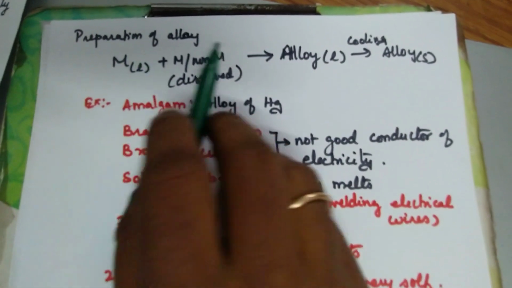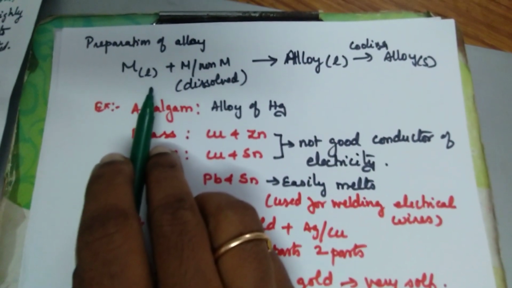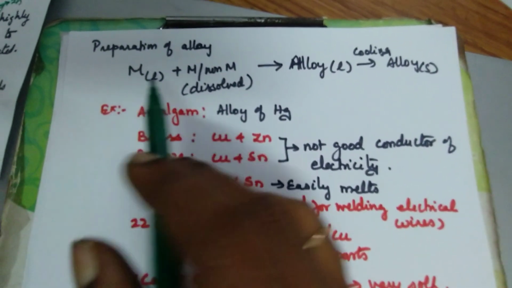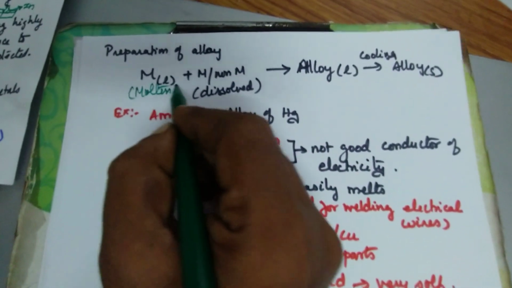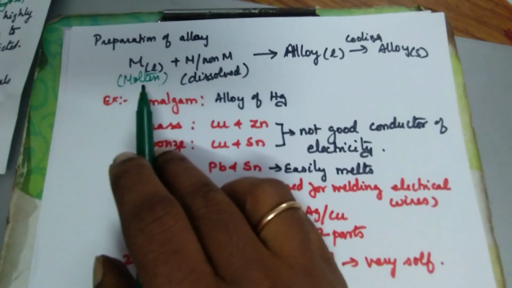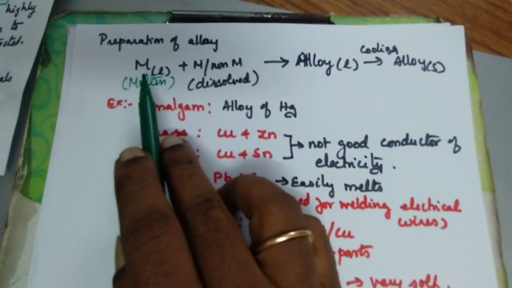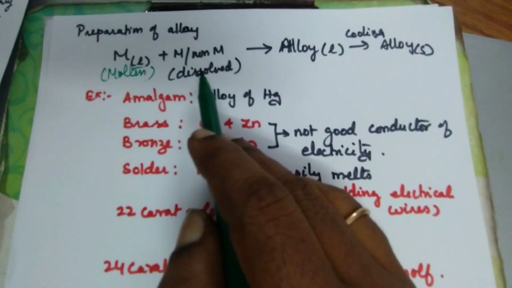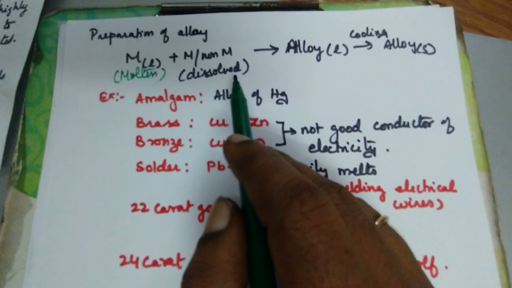Let us see the preparation of an alloy, how an alloy is prepared. Take a metal, the major metal, heat it, and take it in the molten state. It is liquid, it is molten. Generally, metals are taken in the molten state. Metals melt at high temperature, especially noble metals. So, with the metal in the molten state, add another metal or a non-metal, which is dissolved.